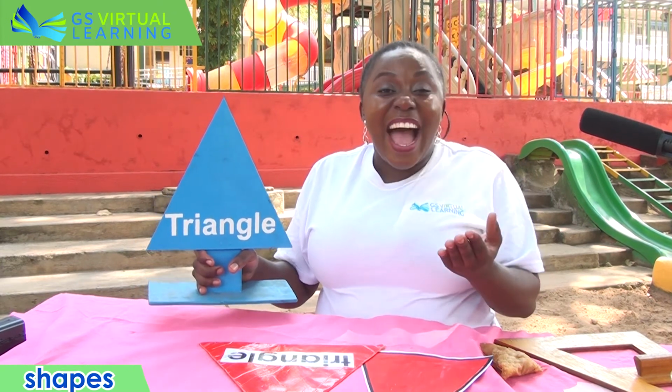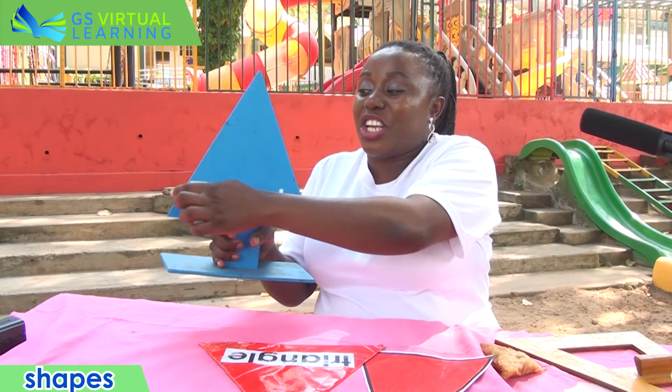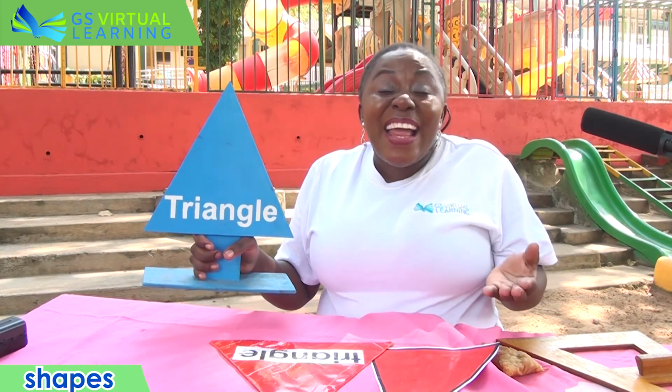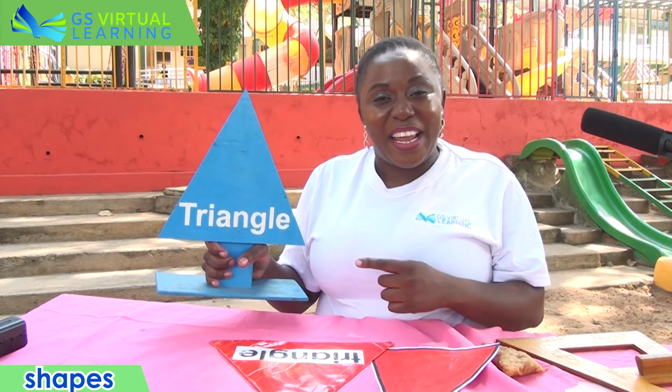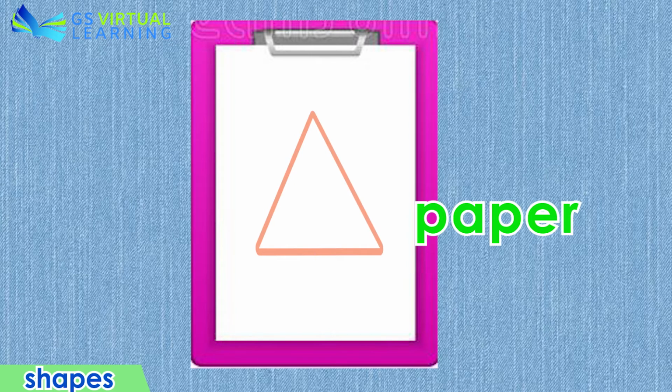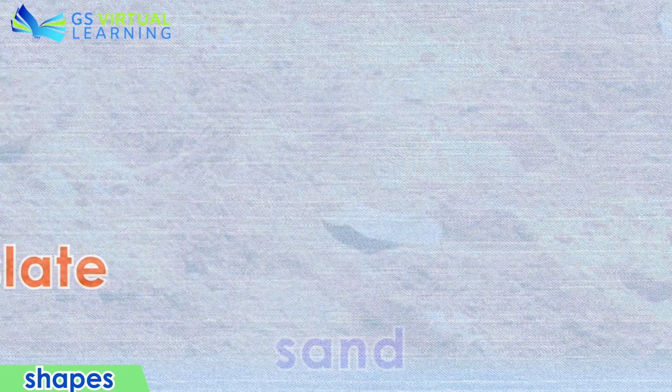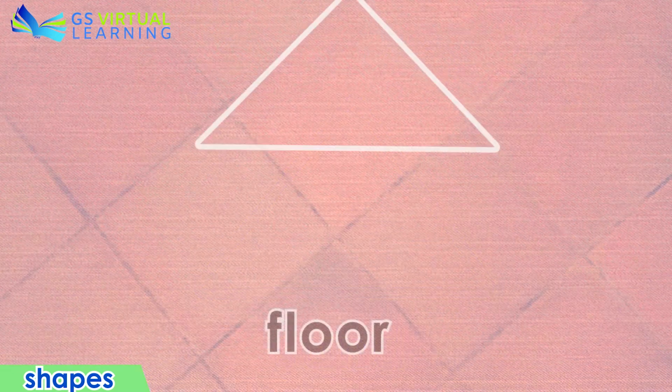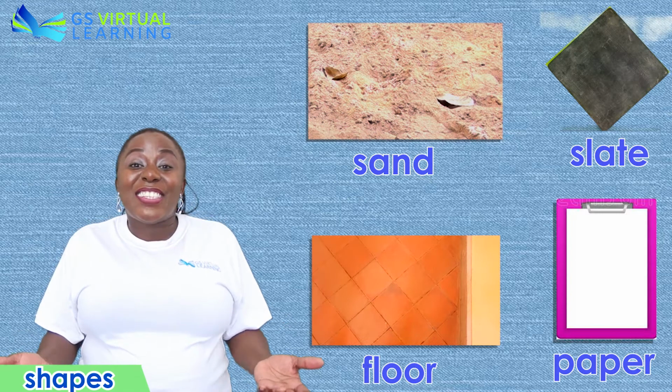All right, now that you have learned how a triangle shape looks like, find out other objects in form of a triangle and show them to the people around you. All right, now that we have seen some of the things in form of a triangle shape, let's learn how to form it. We can form a triangle on different surfaces. We can form it on a paper, on a slate, on sand, on the floor, and any other surface.